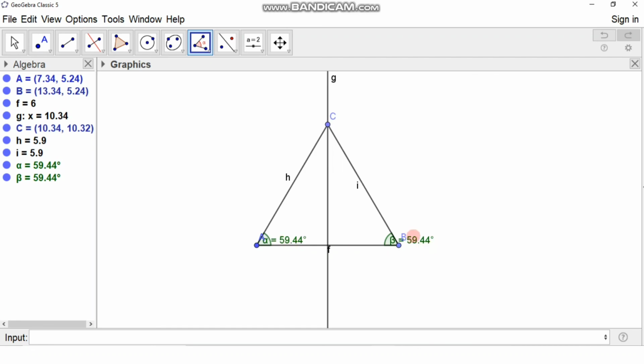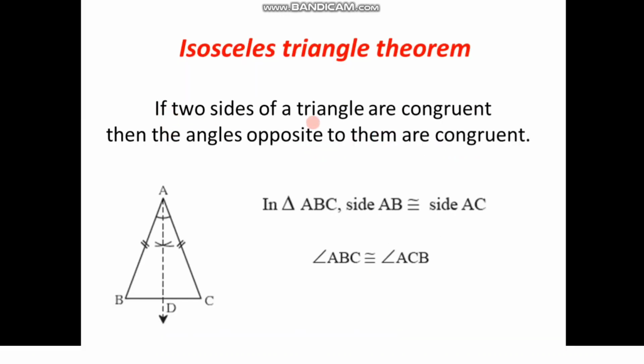So as we can see here, the measures of both of these two angles are equal, that is 59.44 degree. We have verified here that the angles opposite to congruent sides are congruent, which is an isosceles triangle theorem. That is, if two sides of a triangle are congruent, then the angles opposite to them are also congruent.